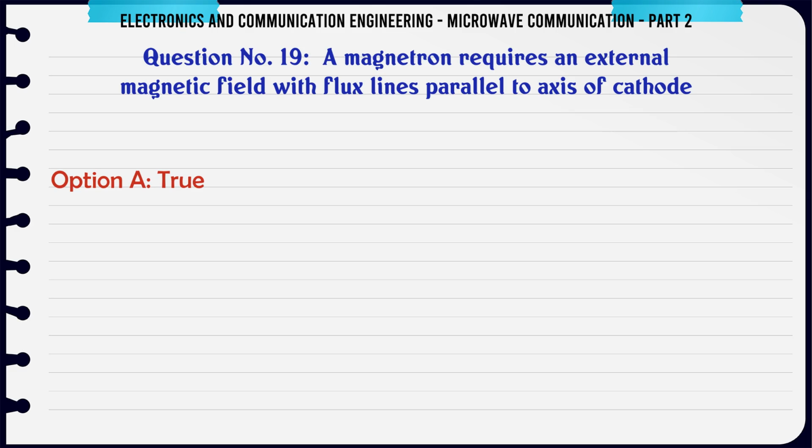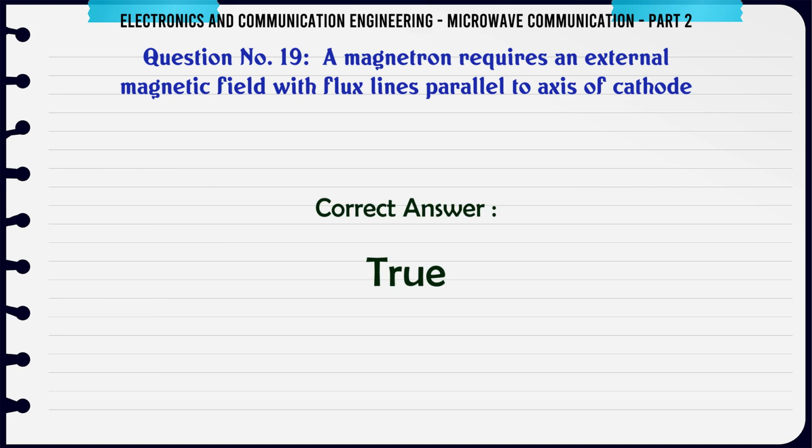A magnetron requires an external magnetic field with flux lines parallel to axis of cathode. A: true. B: false. The correct answer is true.